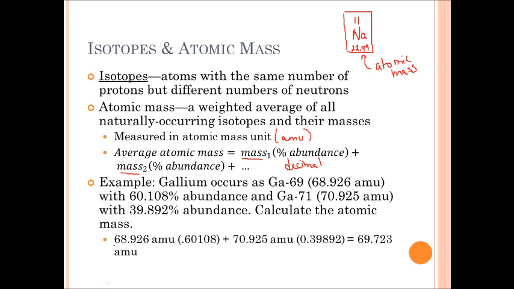So you take the mass of the first isotope times its abundance, and again it has to be in decimal form, so we move the decimal 2 places to go from percent to a decimal. We take the second mass and we multiply it by its percentage. Again, we move the decimal 2 places to the left to get it in decimal form, and then we add those together, and when we do, we get 69.723 AMUs. So the atomic mass of gallium on your periodic table should read something close to 69.723.